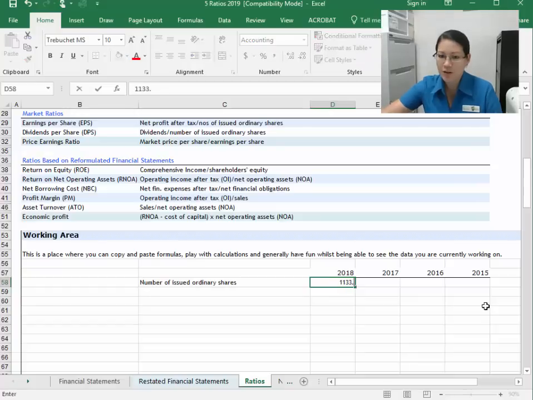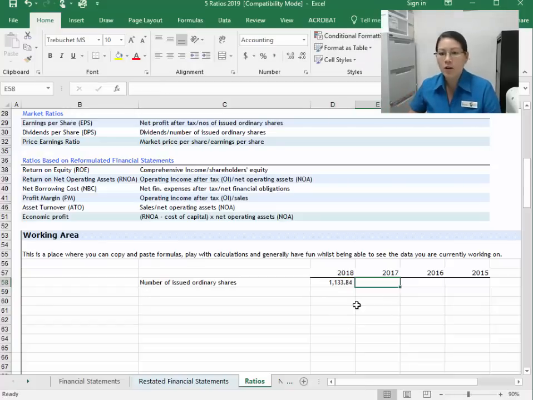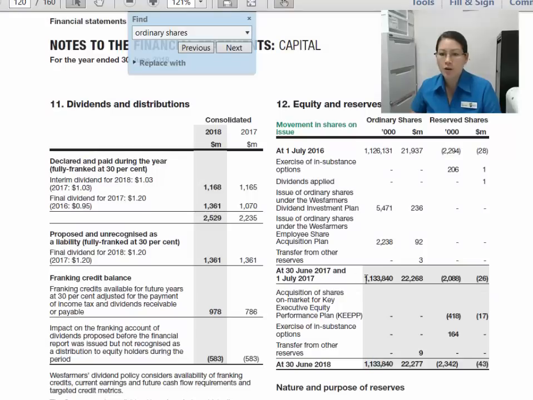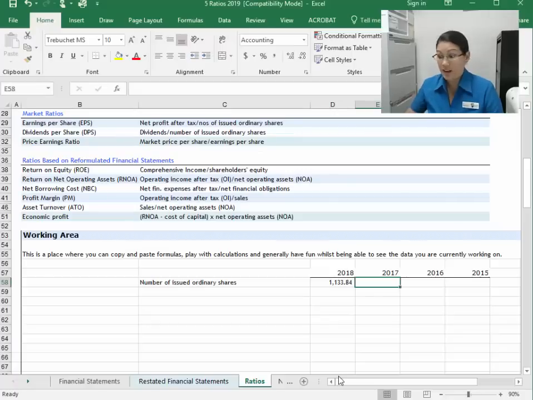So 1133.840. Now again, I could enter this as a whole number, so they had the exact same number as at the previous year. Notice nothing has changed in that year. From the 30th of June 2017 to the 30th of June 2018, they had no changes. Okay, so I'm going to write in 1133.840 again, so it's exactly the same.